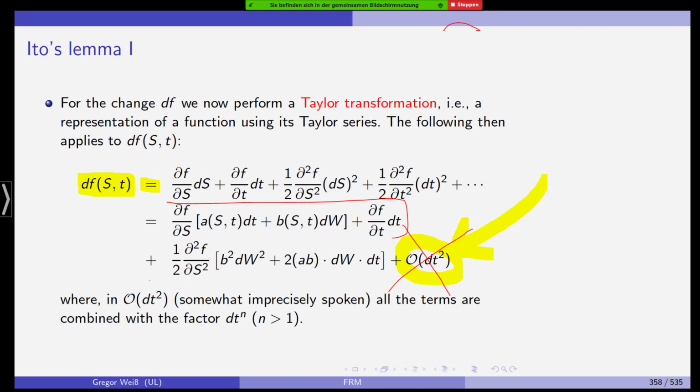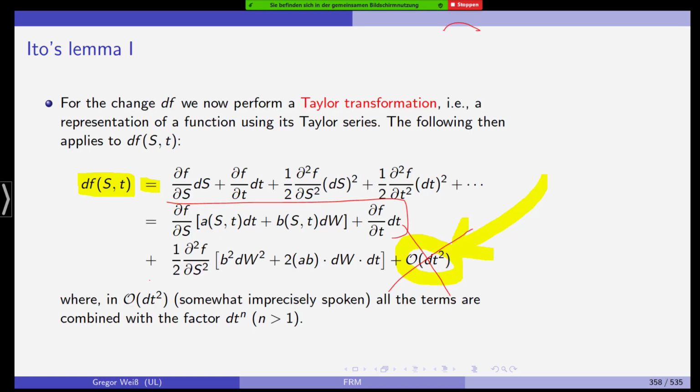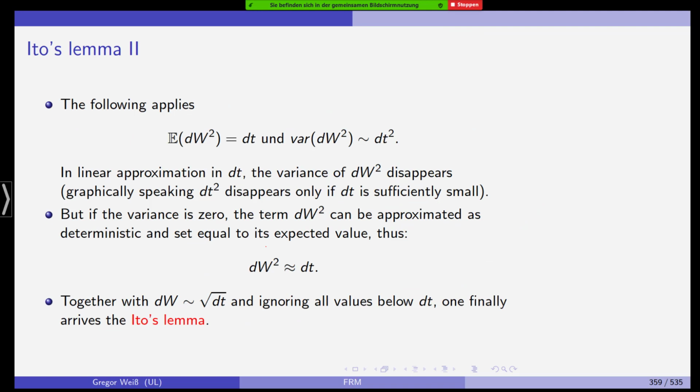Now we need to simplify this even more. We get, as a first result, that the expected value of the squared difference in the Wiener process is dt. We simply take that as a given. The variance of the squared Wiener process is dt squared. So as you can see here, we have dw squared, and we need to work with this. In linear approximation in dt, just as before we said, well, dt is very small and dt squared will be even smaller. So we can assume that this is close to 0.